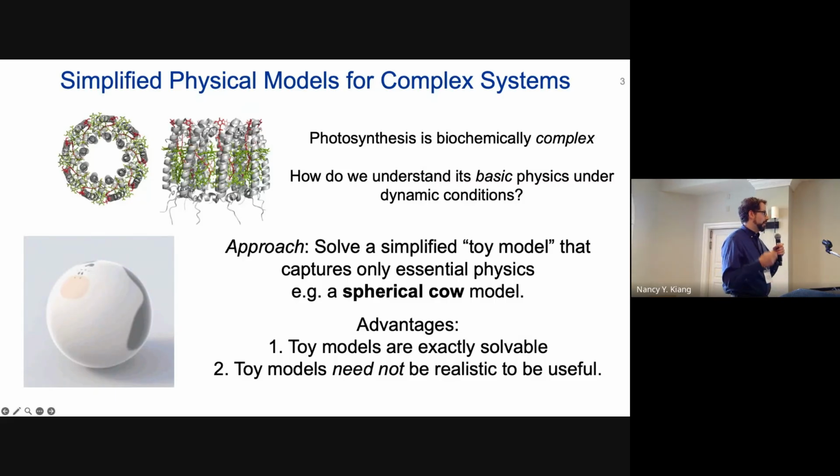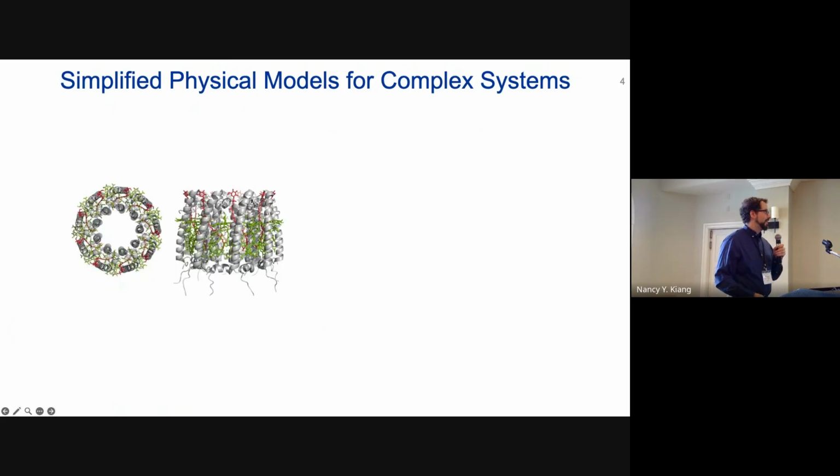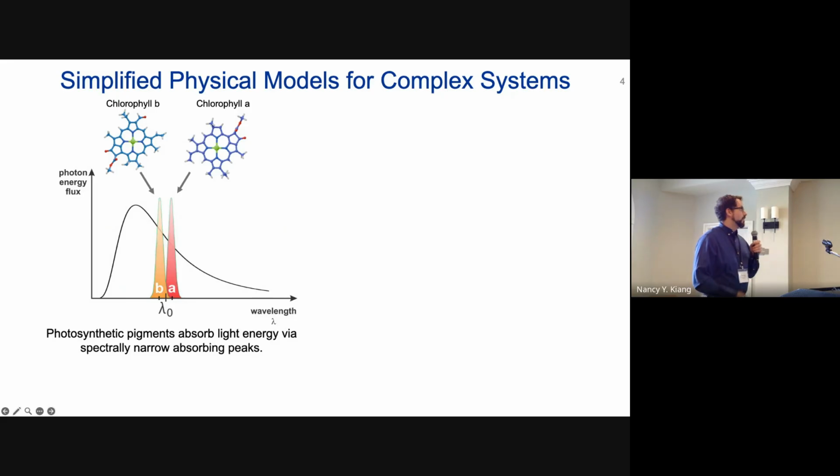And since we're only trying to understand one aspect of the physics, it doesn't need to capture everything in order to be useful. All of that was a long-winded way of saying that I'm going to take a really intricate system and boil it down to just a few things. So I'm going to say that photosynthesis tends to involve two pigments, like chlorophyll A and chlorophyll B, that are absorbing fairly narrow bands compared to the solar spectrum.